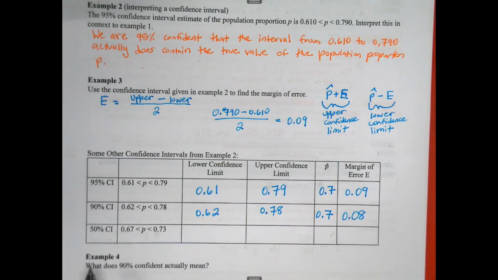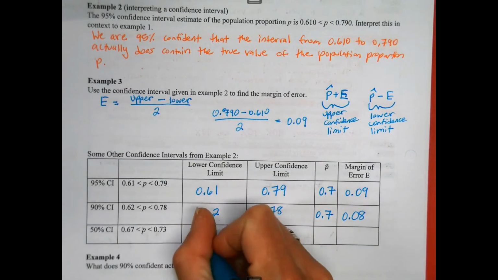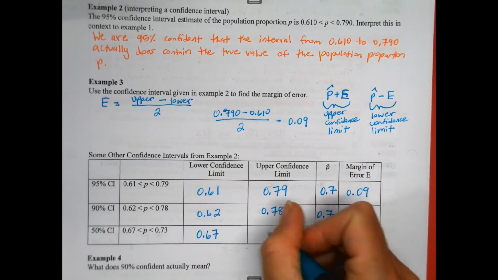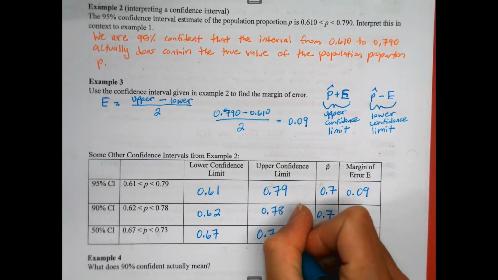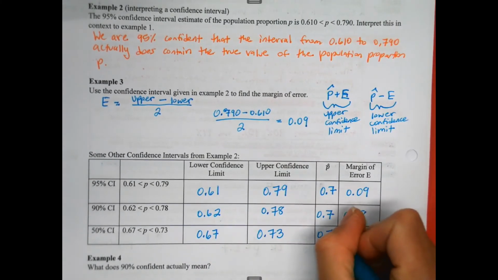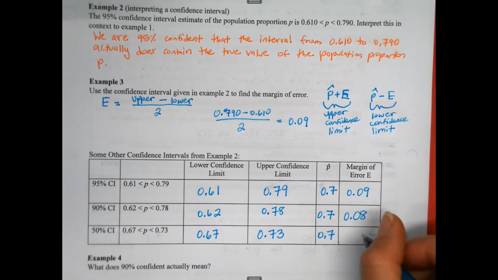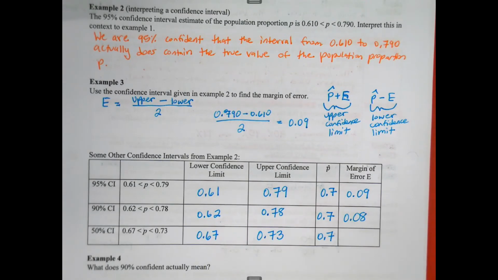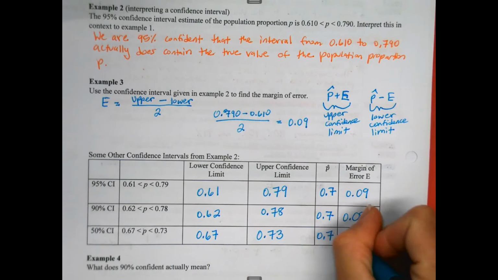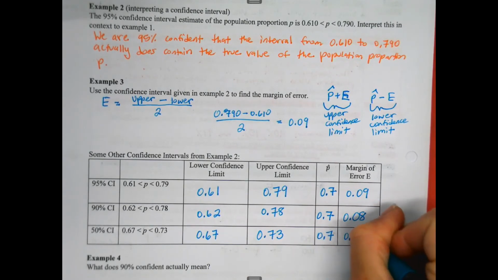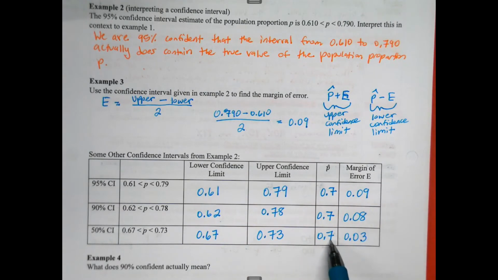And then the 50% confidence interval. Notice it got even larger. Our lower limit is 0.67. Our upper limit is 0.73. And for our margin of error, we need to subtract those: 0.73 minus 0.67 and divide by 2. We get 0.03. Another way to look at it is how far away is 0.7 from 0.73? It's also 0.03.